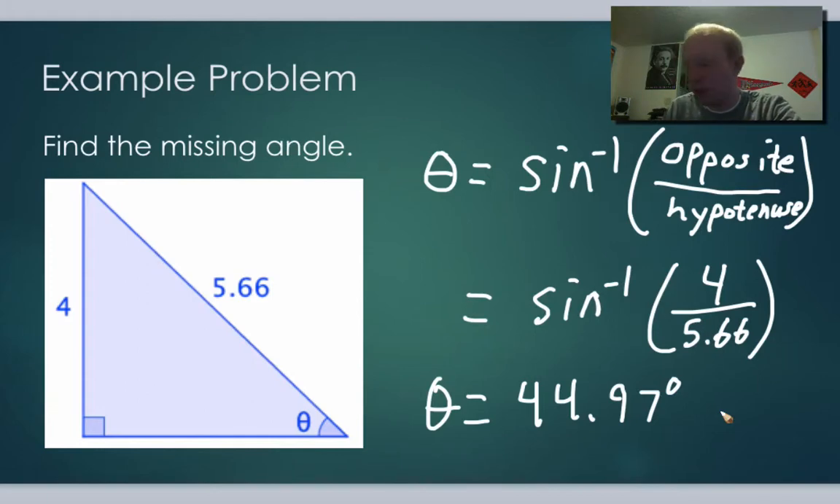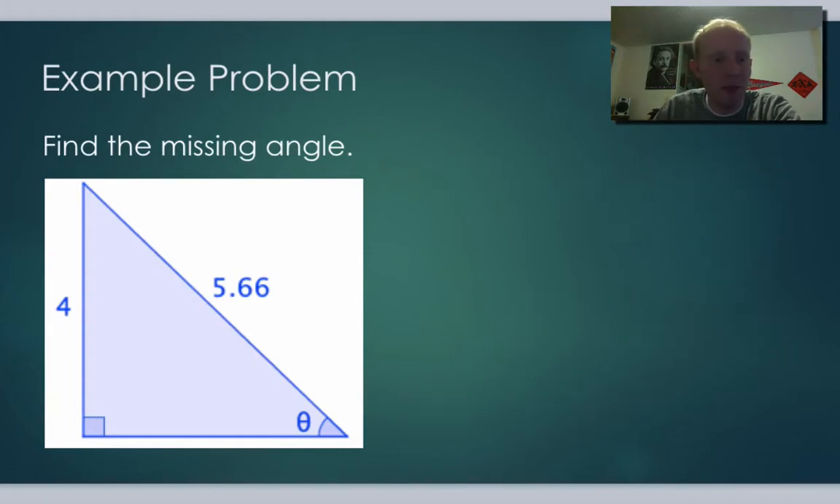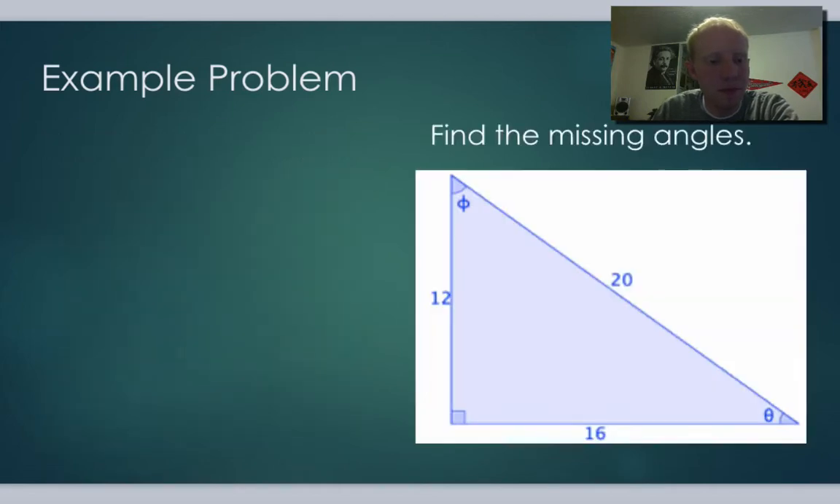All right, let's do another one, just to make sure we got this down. So find the missing angles. Okay, in this case, we have all the sides, so we can use any of the inverse ratios that we want. We just want to make sure that we plug in the right numbers. Okay, let's use inverse cosine for this problem. Okay, so let's find this one right here. This Greek symbol is phi.